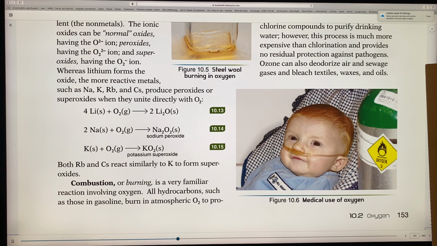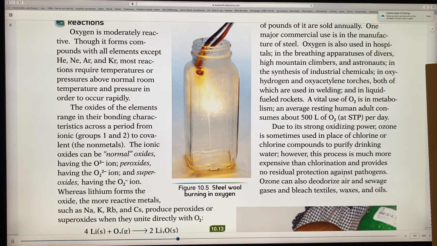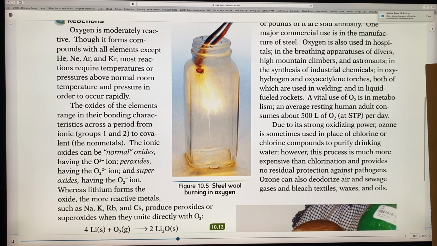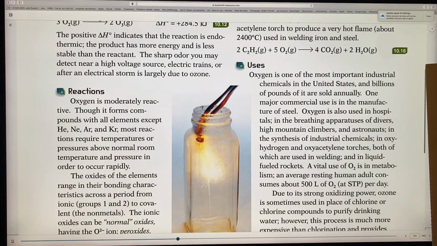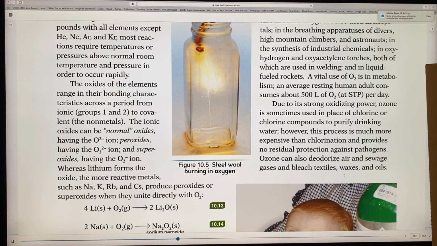It's used in the hospital. It's also used for divers, when they dive in the ocean, they have to use oxygen. It's used for astronauts to go into space. They need oxygen. The synthesis of chemicals needs oxygen. As we saw, chemicals burning with gasoline need oxygen. Oxygen torches for welding, liquid rocket fuel, all these things. It's used in the metabolism of life. For us to break down our carbohydrates, we need oxygen, or we would not be able to do this, right?